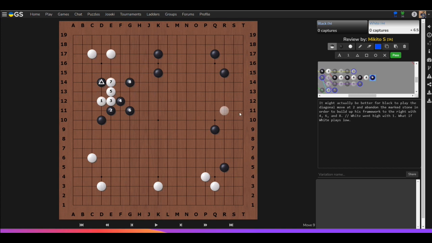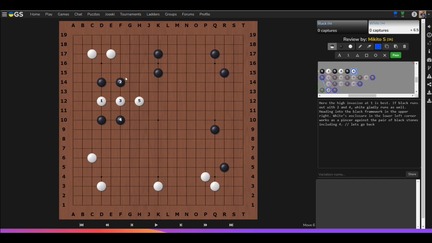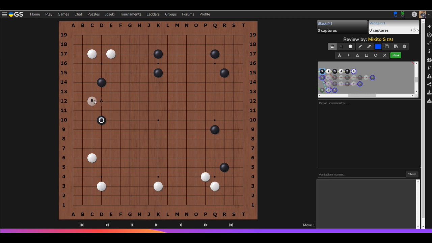So I like this. This feels like a very high level concept move to me. I really like this, and I just wanted to point it out. So it's much better than just jumping and jumping and jumping. This is far worse for Black and far better for White. So finally, we're going to look at why this is wrong.